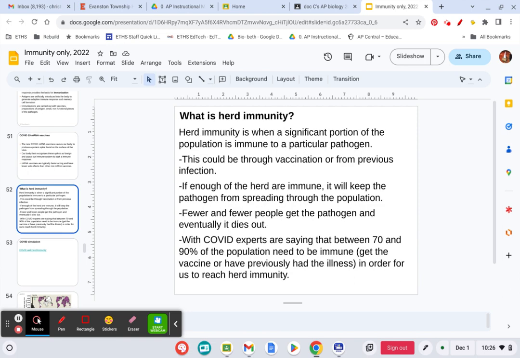Herd immunity. So you heard a lot about this during COVID, about herd immunity and how everyone needed to get a vaccine. And why is that? Why can't, if I'm immune, I'm fine? And you are fine. But the problem is the people who don't get it tend to pass it on to other people, and it just keeps going. So if enough people of a herd are immune, it will keep the pathogen from spreading throughout the population. Fewer and fewer people get the pathogen, and eventually it will die out.